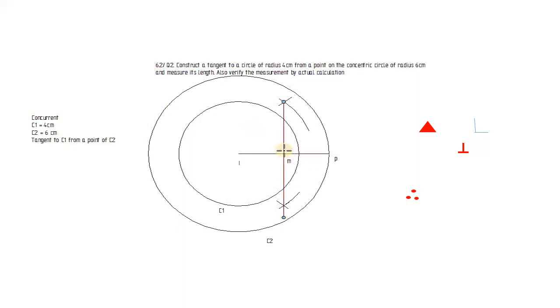And from point M, which is the center point, now I'll draw a circle. And this circle, let us label it as C3 for our reference. So the circle C3 intersects circle C1 at 2 points. Those are the 2 points, isn't it? So let us label this one as Q and this point as R.